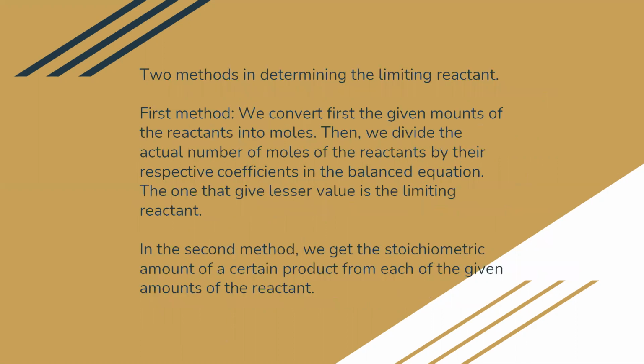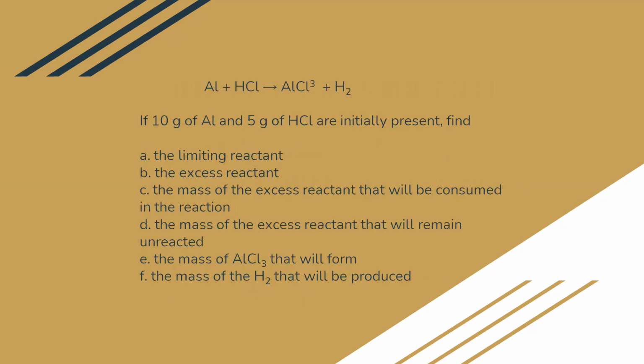So we have two methods in determining the limiting reactant. The first method is we first convert the given amounts of the reactants into moles. Then we divide the actual number of moles of the reactants by their respective coefficients in the balanced equation. The one that gives the lesser value is the limiting reactant. In the second method, we get the stoichiometric amount of a certain product from each of the given amounts of the reactant. So we have a sample here: aluminum plus hydrogen chloride yields aluminum chloride plus hydrogen gas.